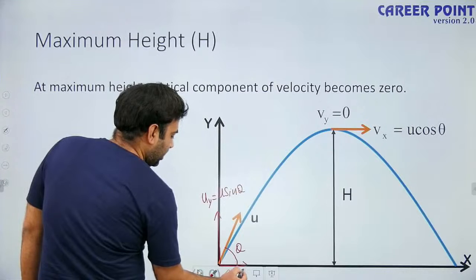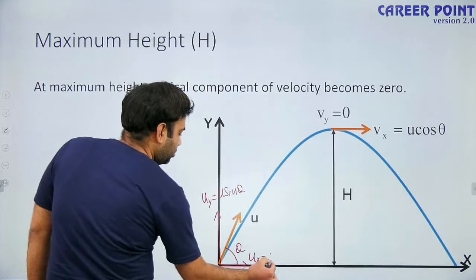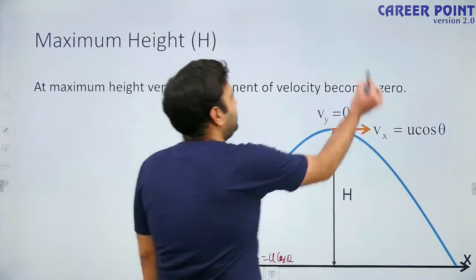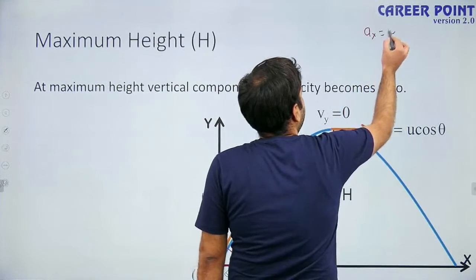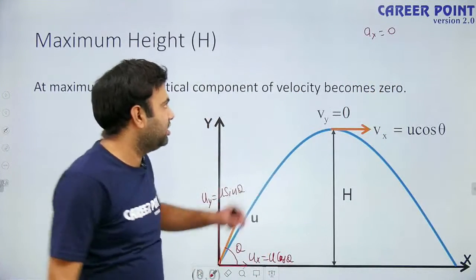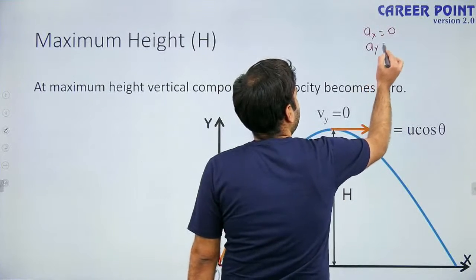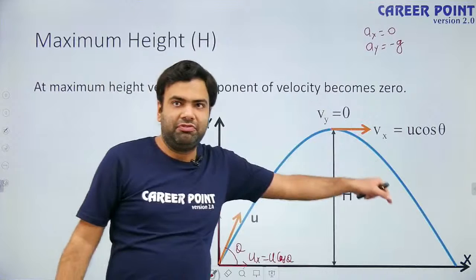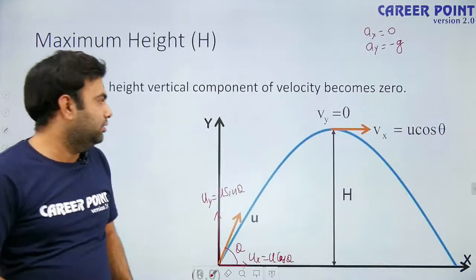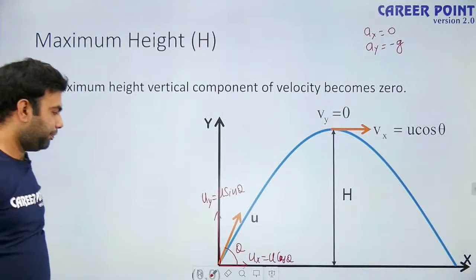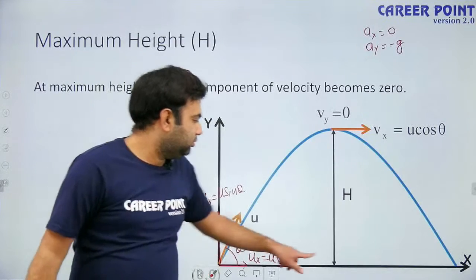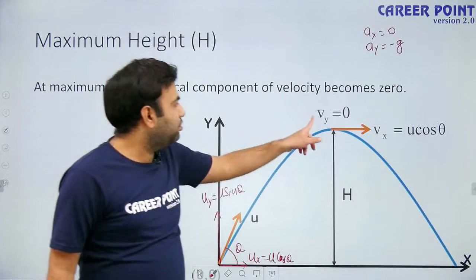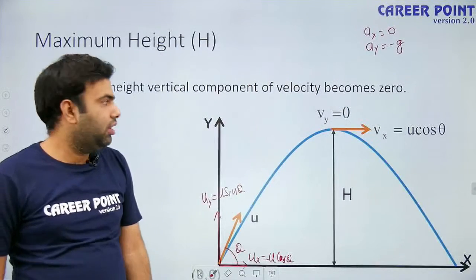What is the initial velocity in x direction? It is ux, which equals u cos theta. You know how to take components. Again, acceleration in x direction is 0, so velocity in x direction will not change, and acceleration in y direction is minus g. That means velocity in y direction will first decrease, then it will become negative. See, at maximum height, as you can see, velocity in y direction is 0.